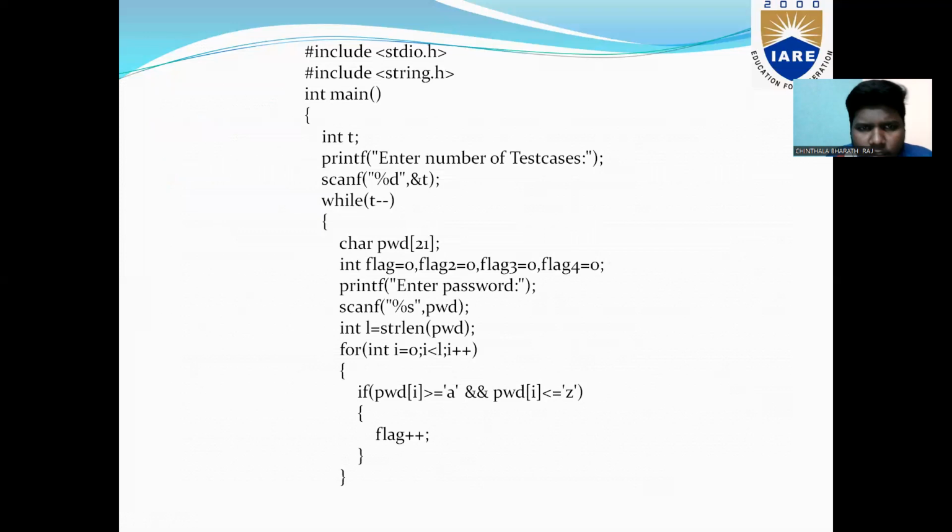Now we will see the program. The first line contains hash include stdio.h. That means it is a header file, and stdio.h means standard input output header file. It defines core input and output functions. The second line is hash include string.h, that means it defines string handling functions. In this program we are using so many constructs: for loop, while loop, and if, if else conditions.